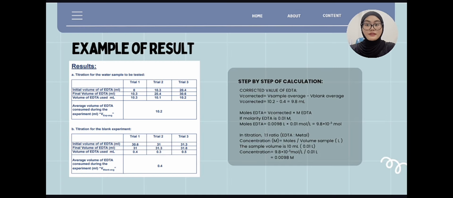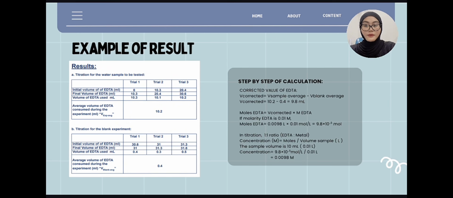This is an example of the results that I got from Google. So this is a complexometric titration result. First, this table shows the titration result for the sample. 3 trials were conducted to improve accuracy and reliability. For each trial, the initial and final volume of EDTA were recorded, and the volume of EDTA used was calculated. From the 3 trials, the volumes of EDTA used were 10.3 ml, 10.1 ml, and 10.2 ml. The average volume of EDTA consumed by the sample during the experiment was calculated and found to be 10.2 ml.